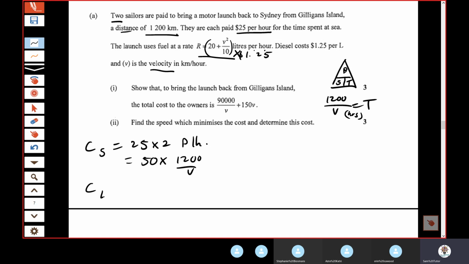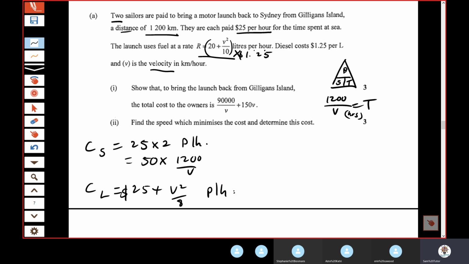The total cost for the launch, that would be what we said, 25 plus V squared on 8 per hour now. It's no longer litres per hour. That's how much it costs per hour. So we get that? Because that's how many litres per hour it's using. That's how much it's costing per litre. So it will cost this much per hour of running it.